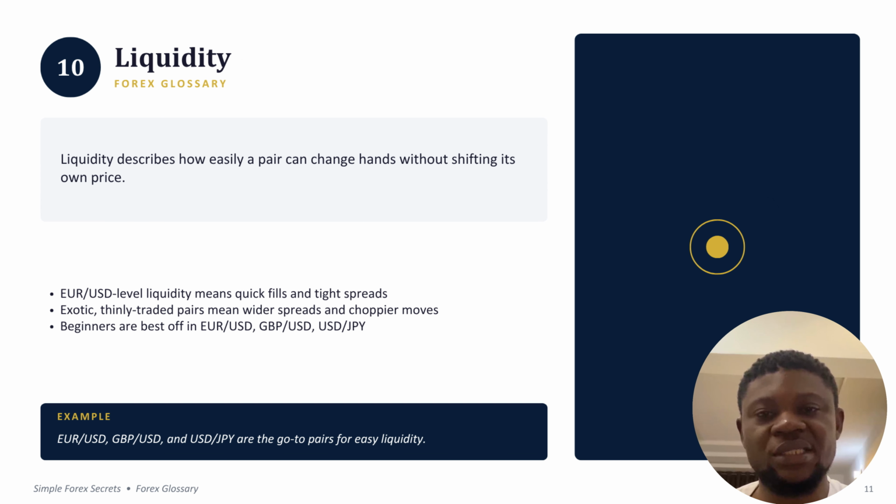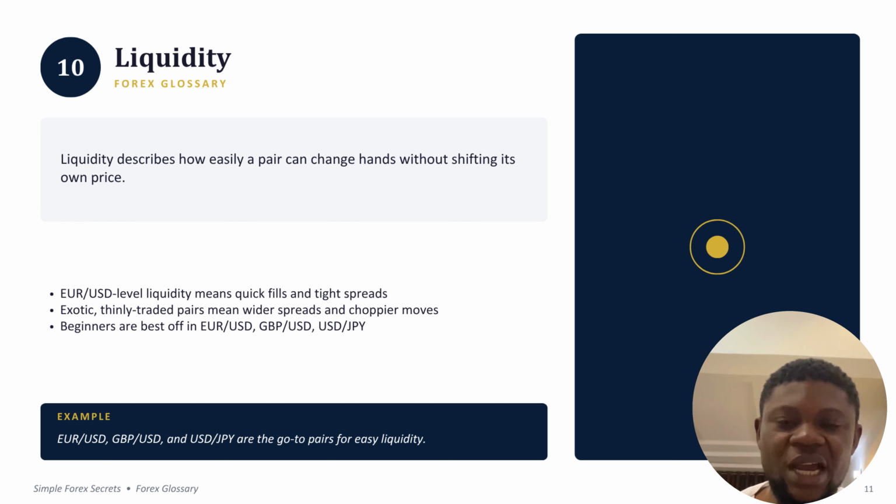Number 10 is liquidity. There are so many definitions for liquidity out there, and trust me, most of them are all correct. But I would say liquidity refers to how easily a currency pair can be bought or sold without causing a big price movement. And we have high liquid pairs and low liquid pairs. High liquid pairs are like the major currency pairs. For low liquid pairs, you can go towards the exotic currency pairs.